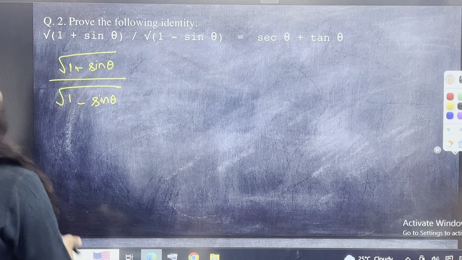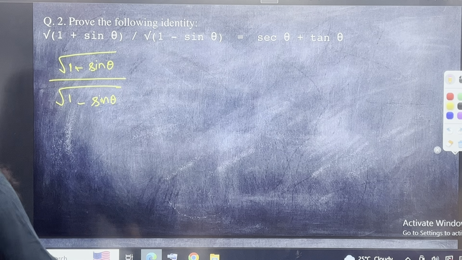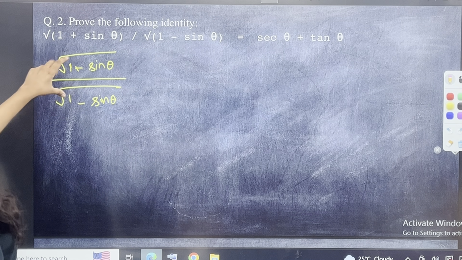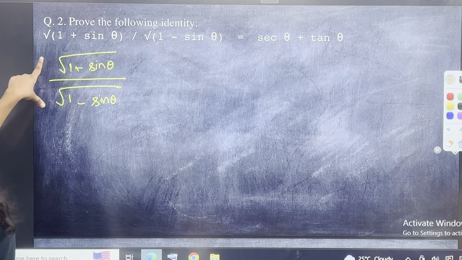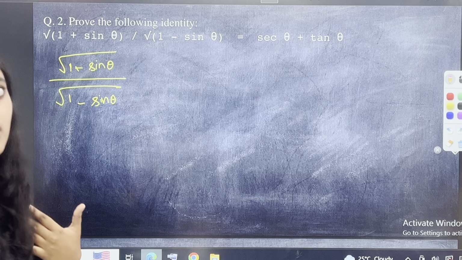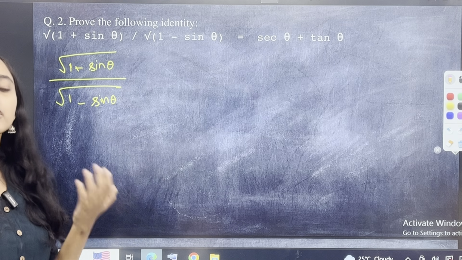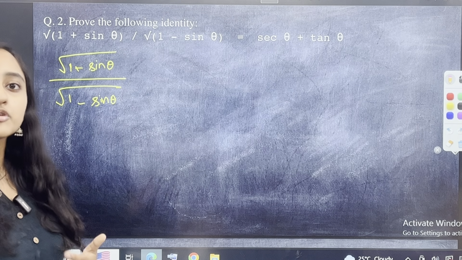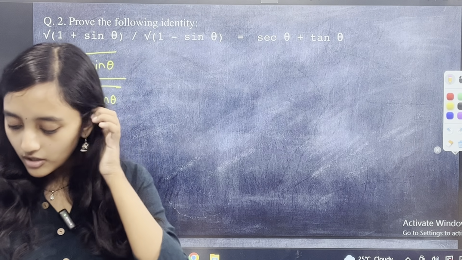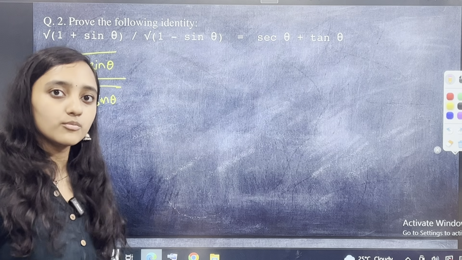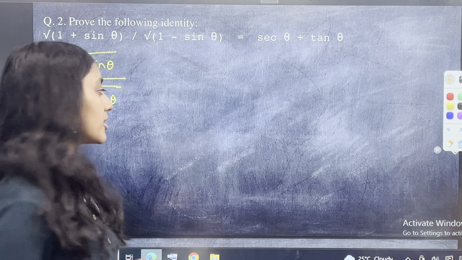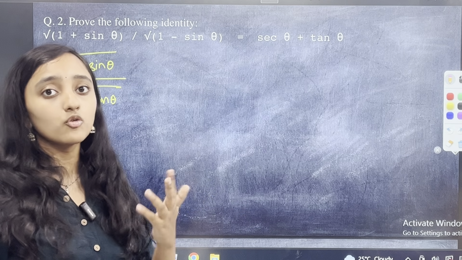Starting with LHS, root over 1 plus sine theta by root over 1 minus sine theta. Pause. Come back. When you have an LHS like this, what you can usually do is rationalize. What does rationalize mean? If you have a root in the denominator, preferably you try to remove the root. That is the basic funda of rationalization. So how do I remove the root? I will multiply by the conjugate. Basically, I'll multiply by root over 1 plus sin theta on top and bottom.